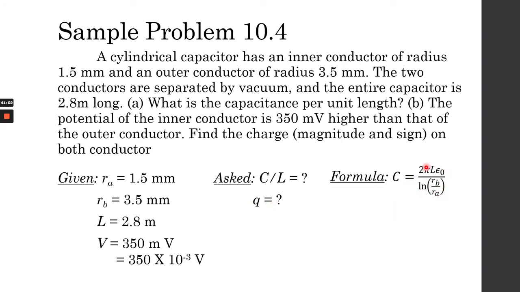So the formula you're going to use is this, which is the formula we discussed when solving for capacitance for a cylinder. And then we're going to use this as well. This is your very first equation that I told you about. When we measure capacitance, we just have the charge divided by the potential difference between the two plates, but this time the potential difference between the two cylinders.